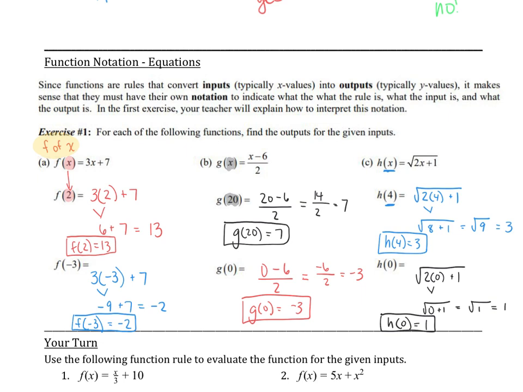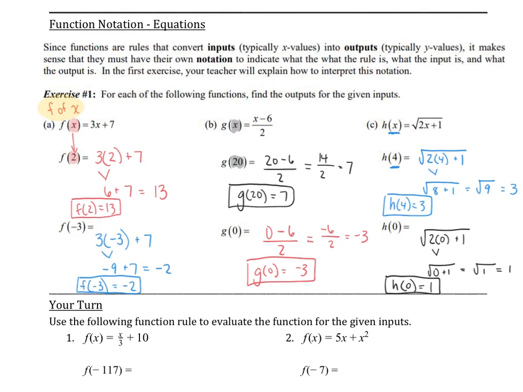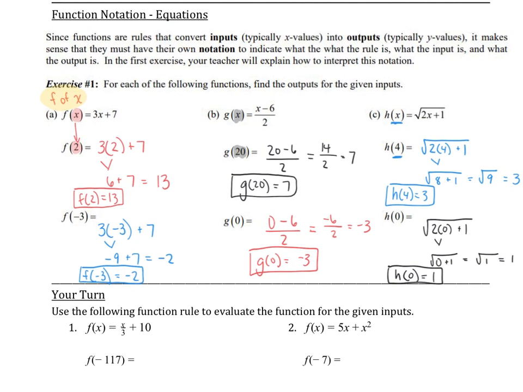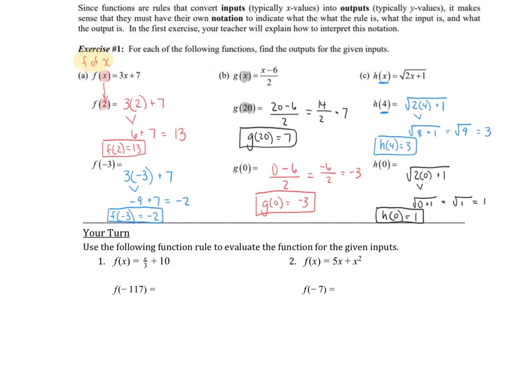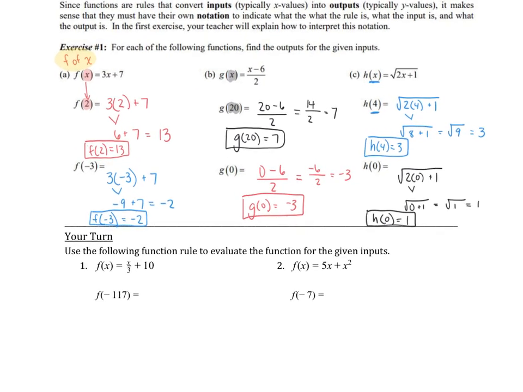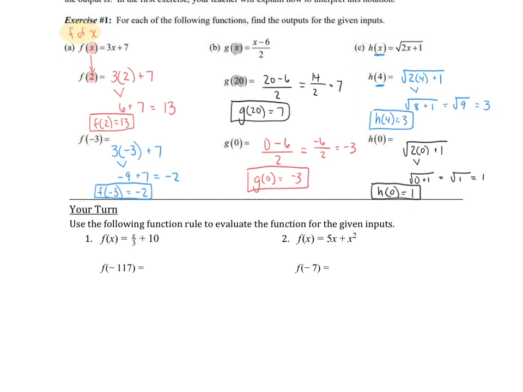All right, so what I want you to do right now is the your turns. Try numbers 1 and 2. Kind of look back at our examples, but all you're really doing is you're taking that number inside parentheses and you're plugging it in for x. So go ahead and pause the video right now and try out numbers 1 and 2.